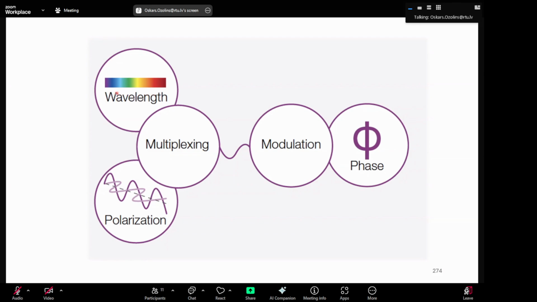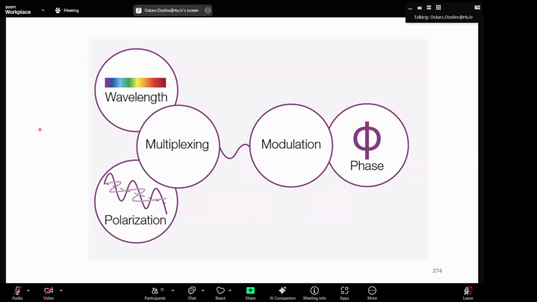It's like also when you use different wavelengths. So if the wavelength is separated and the signal bandwidths don't ever overlap between neighboring channels, then you also have independent channels. So you can use it for multiplexing. And modulation is phase and amplitude.